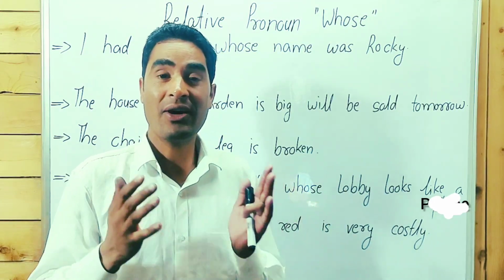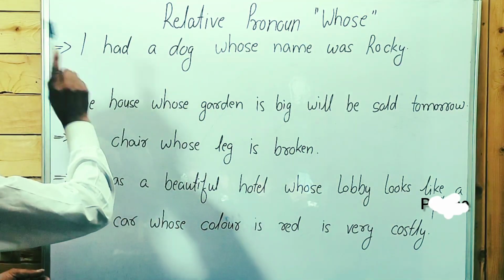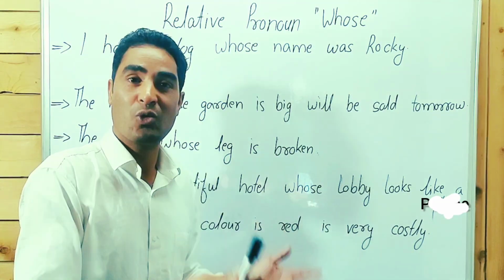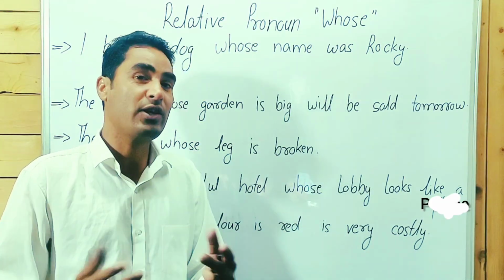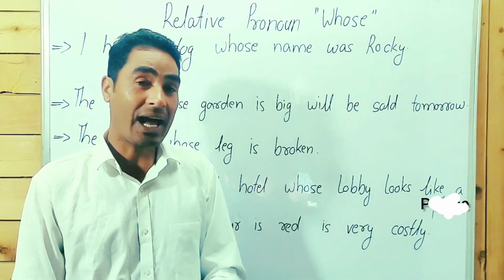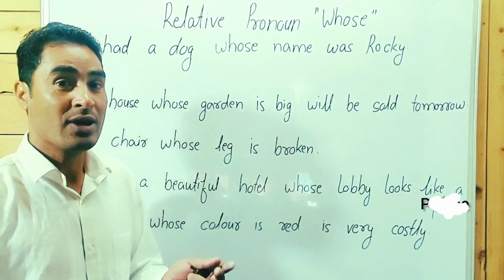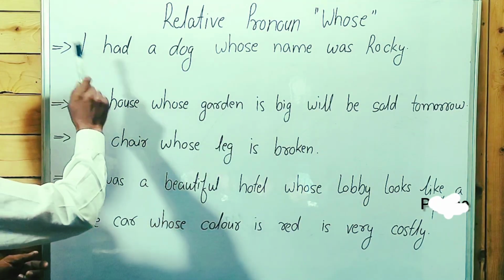You must have heard some people say, oh, I had a dog whose name was Rocky. They use whose for animals. It's incorrect. In formal English we use, in our day-to-day life we use it, but from a competitive examination point of view, this sentence is incorrect.